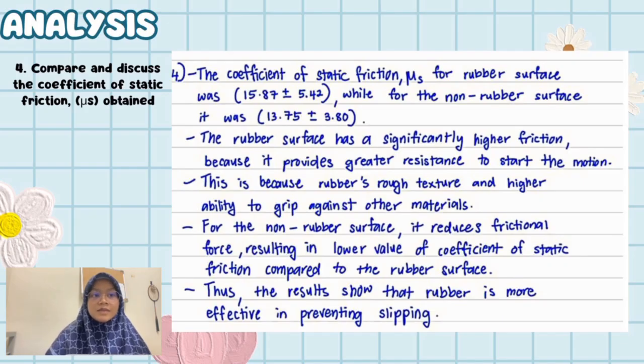For the non-rubber surface, it reduces frictional force, resulting in lower value of coefficient of static friction compared to the rubber surface. Thus, the results show that the rubber is more effective in preventing slipping.